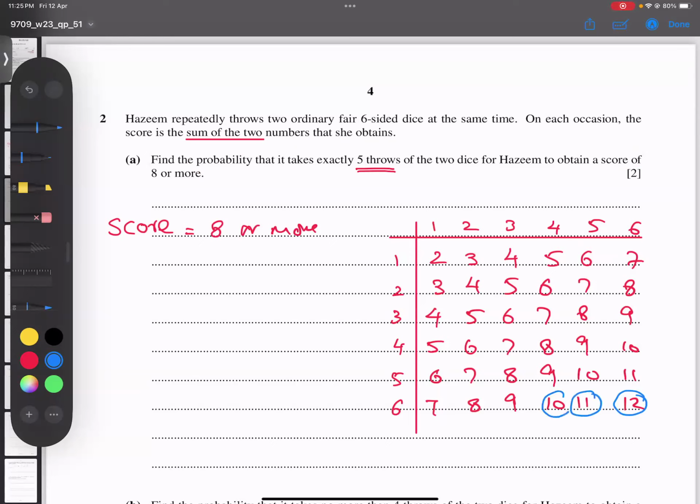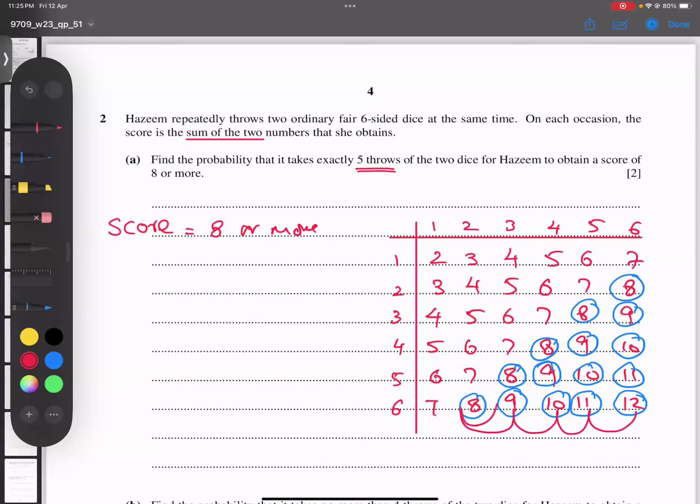I think you understand. 8 or more is very clear. These scores are 8 or more. I think the idea is clear. So if you count these: 1, 2, 3, 4, 5, 6, 7, 8, 9, 10, 11, 12, 13, 14, 15. So 15 scores are 8 or more. What we require, the favorable outcomes, is 15 out of 36.